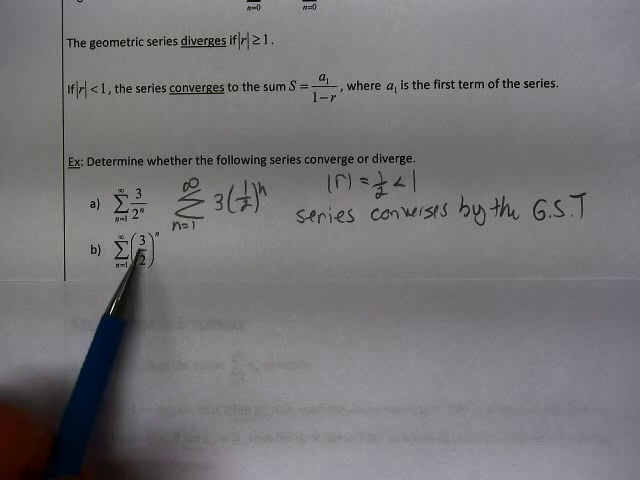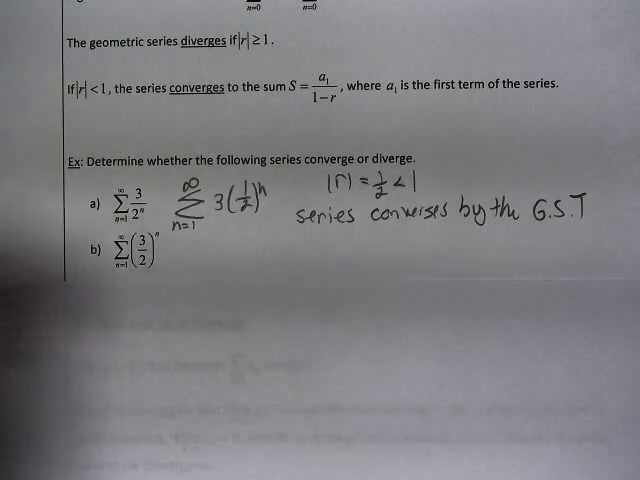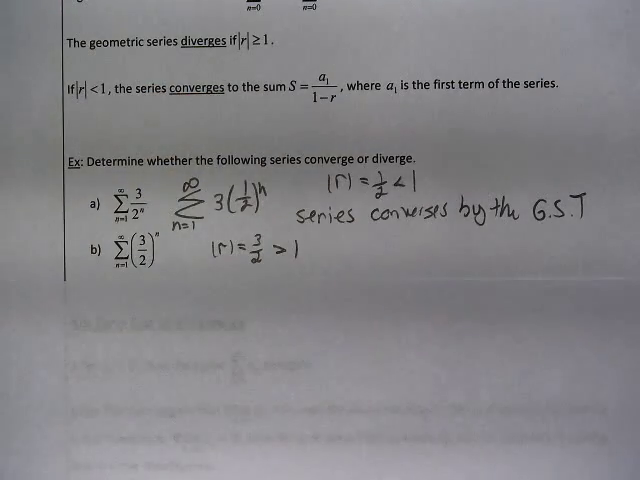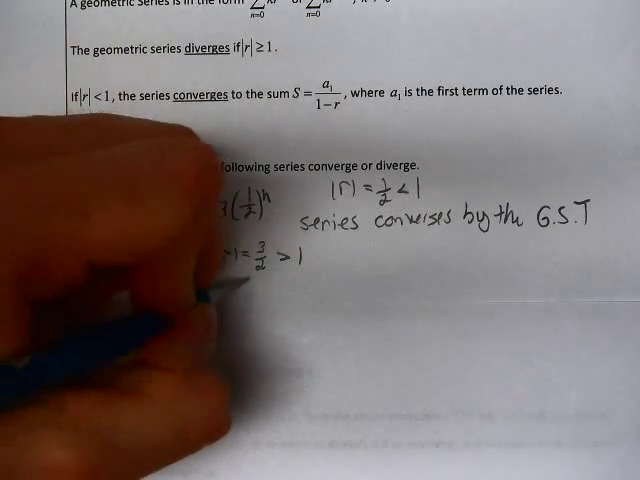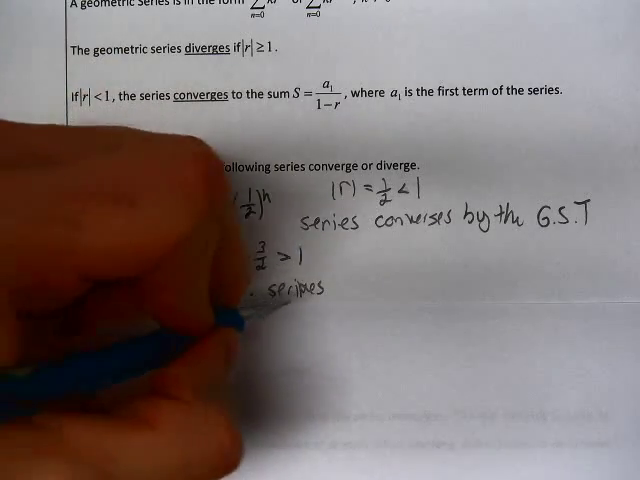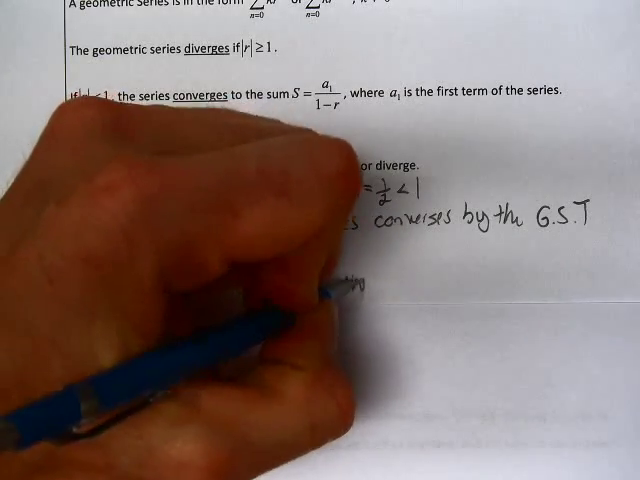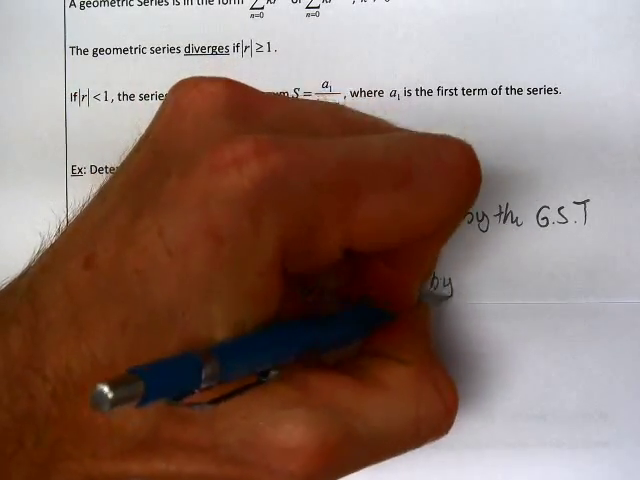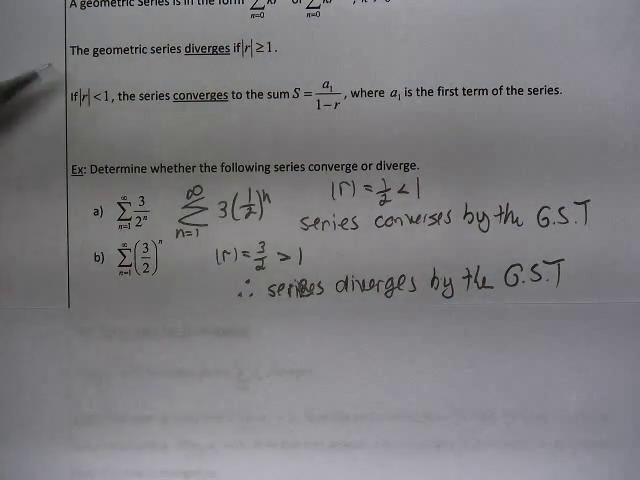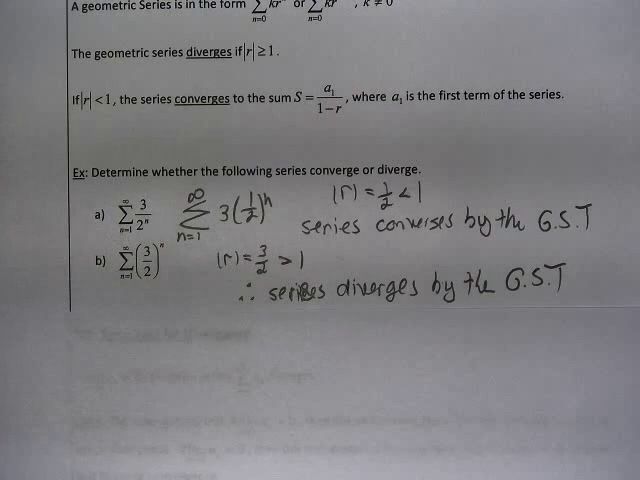And then we look at example B. We have the infinite series of 3 over 2 to the n. Here it's another geometric, but r here is 3/2, which is greater than 1. So this series diverges. Be helpful if I could spell series. The series diverges by the geometric series test. All right. So the geometric series test we can use to prove convergence, or we can use it to prove divergence. It's one or the other.